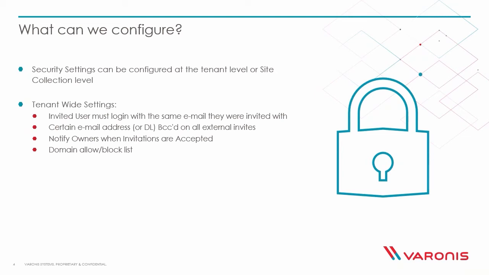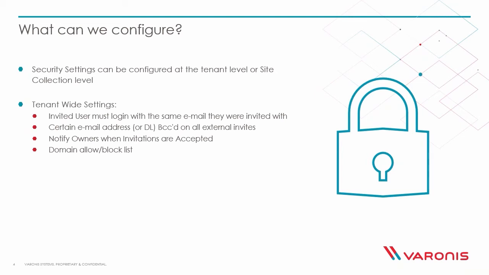You can also BCC a distribution list for certain users on all of the external invites. So IT can know who gets invited when right away. So if they see any red flags, they can be proactive and act on it right away. You can also notify owners when invitations are accepted, and you can set an allow or block list at the domain level for the whole tenant.